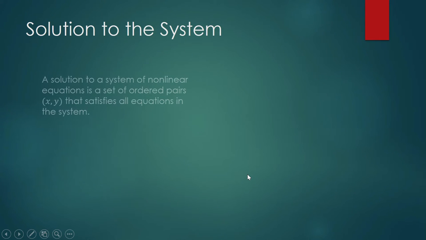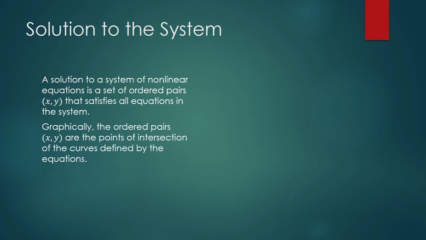Solution to the system. What is the solution to the system? A solution to a system of nonlinear equations is a set of ordered pairs (x, y) that satisfies all equations in the system. Graphically, you can look at the ordered pairs as the coordinates of points. Those points are the solution to the system because the equations in that system contain those points.